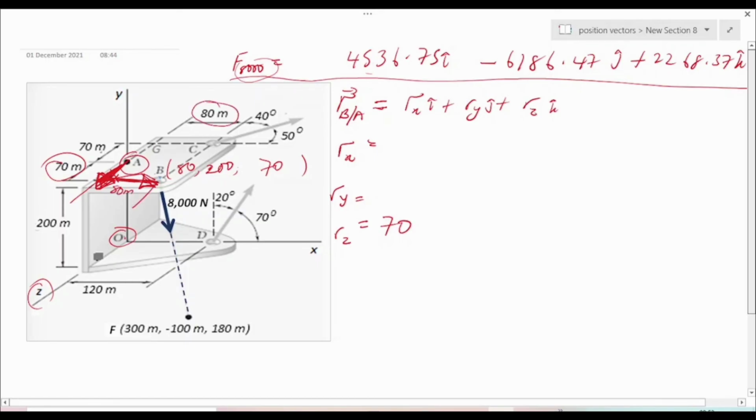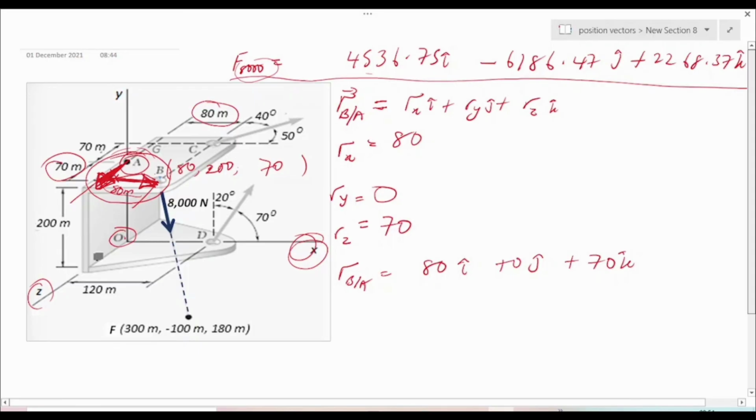So this is 80 meters, and if one is moving downwards, it's going to move in the positive direction of the x-axis. So we have our Rx to be 80 meters. And finally, Ry. To get to B from A, we discovered that we didn't move downwards or upwards. It's still on this plane. So because we are not moving downwards or upwards, our Ry value will be 0. So our position vector RBA will be equal to 80i plus 0j plus 70k.